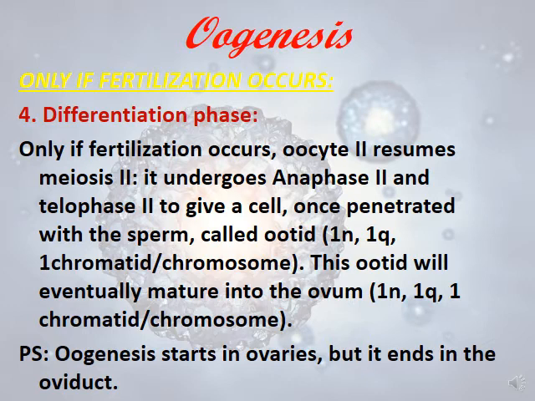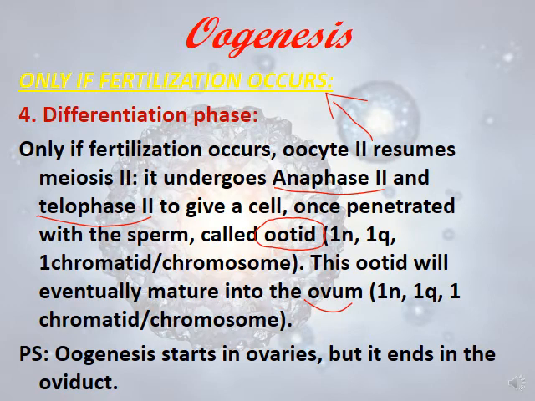Only if fertilization occurs do we go to the differentiation. Oocyte 2 will continue meiosis 2 after it was blocked at metaphase 2. It undergoes anaphase 2 and telophase 2 to give a cell which, when penetrated by the sperm, is called the ootid. Ootid, 1N, 1q, 1 chromatid per chromosome. This ootid will eventually mature into the ovum, which is 1N, 1q, 1 chromatid per chromosome.